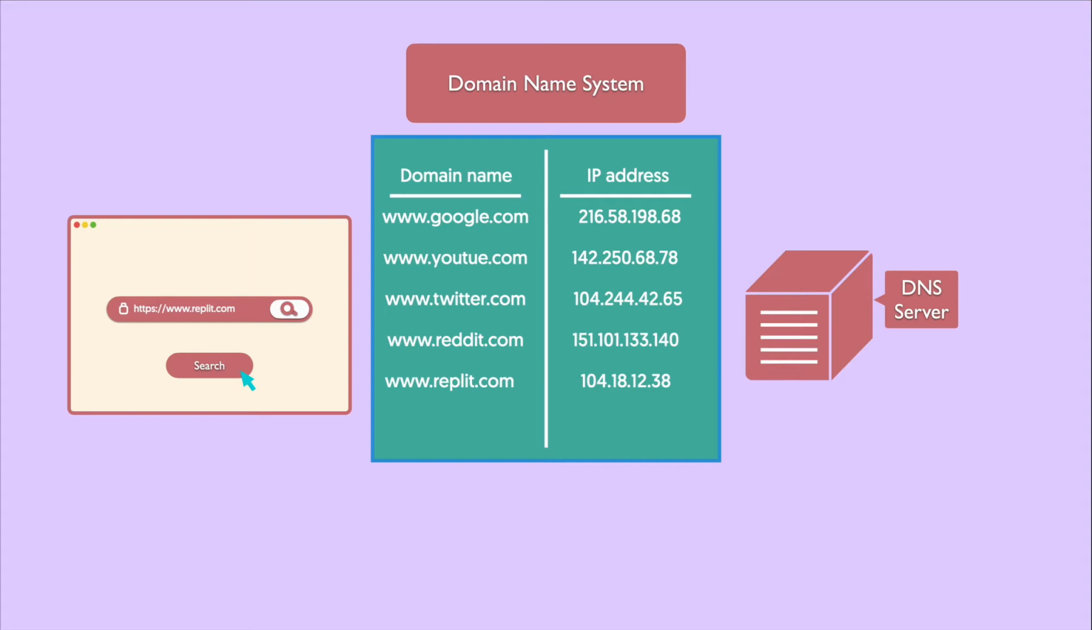For instance, www.google.com has an IP address of 216.58.198.68. So if you want to access google.com, you can simply type http colon slash slash 216.58.198.68 into the address bar of the browser. In a nutshell, a DNS is a list of URLs and their corresponding IP addresses.